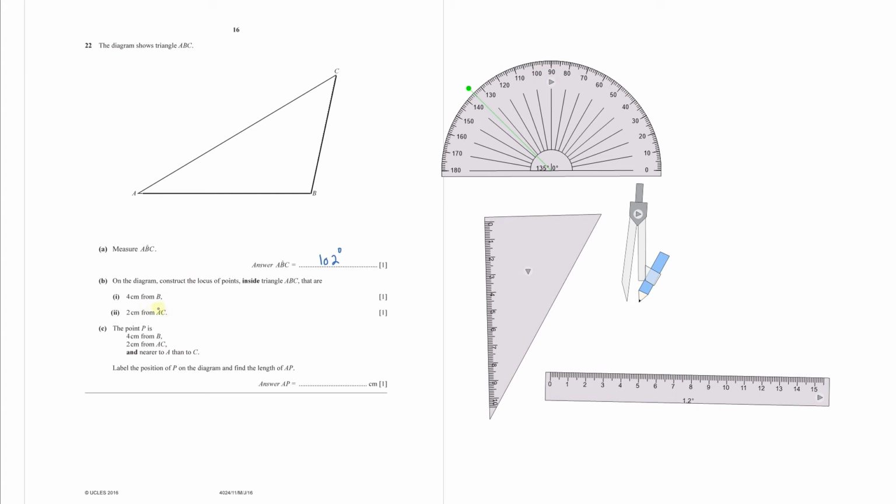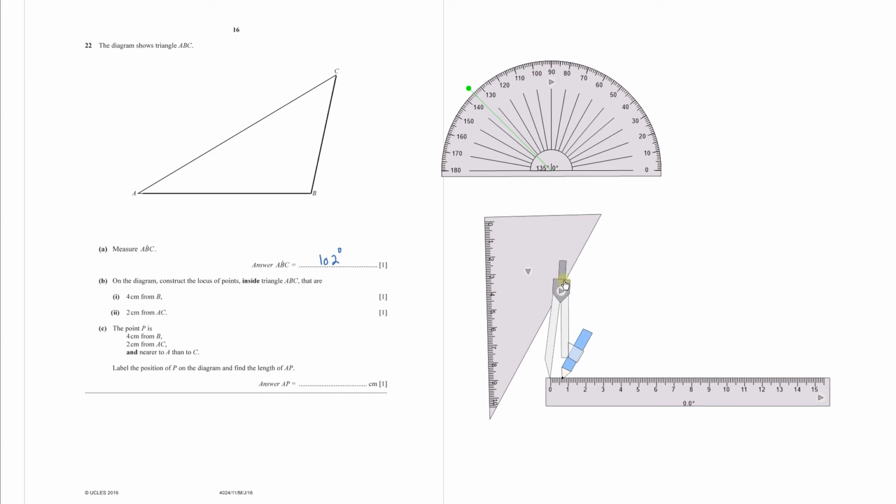Part B: on the diagram, construct the locus of points inside triangle ABC that are 4 centimeters from B. Since you have to draw the locus away from a single point, 4 centimeters away from B, it would be a circle of radius 4 centimeters. But since we are only required to draw inside the triangle, we'll just have an arc of radius 4 centimeters. So let me use my ruler here and the compass that I have. To draw a radius of 4 centimeters, I'll have to open up my compass till 4 centimeters here.